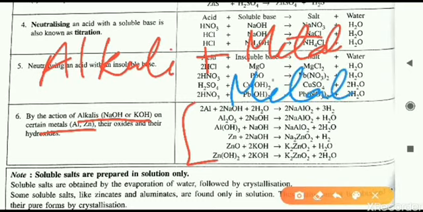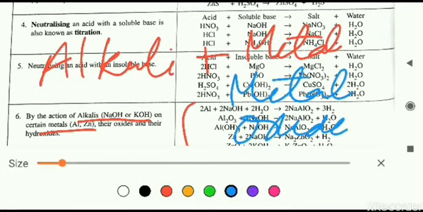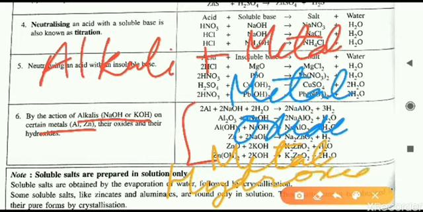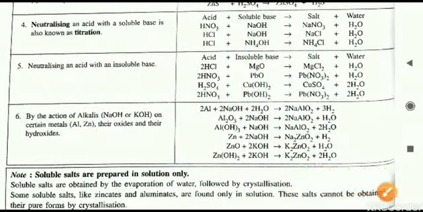We can also react the metal oxides. Alkali we can react with metal oxide also. Another way, one more method is there, that is we can also react the alkali with metal hydroxide. So three types are there. Alkali can be reacted with metal, alkali can be reacted with metal oxide, or alkali can be reacted with metal hydroxide. What will form is given here.